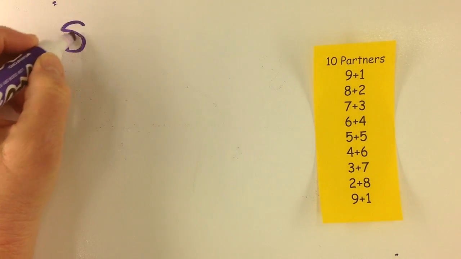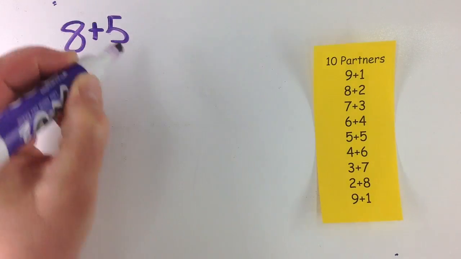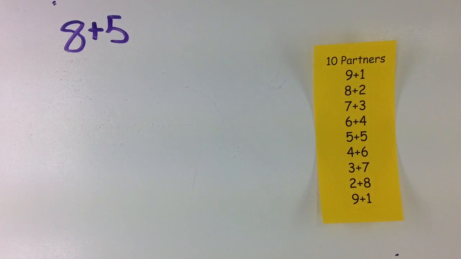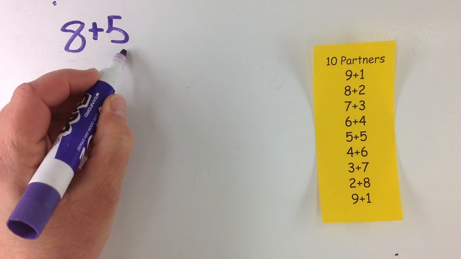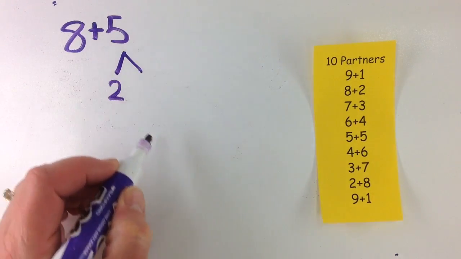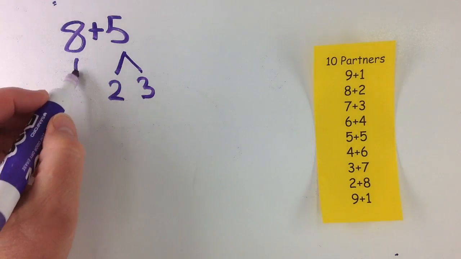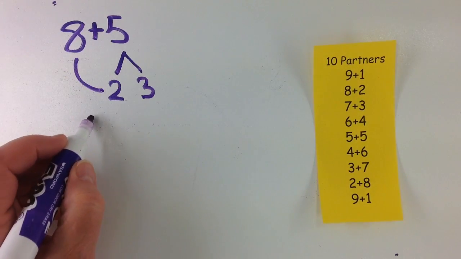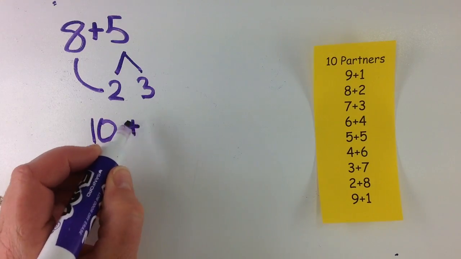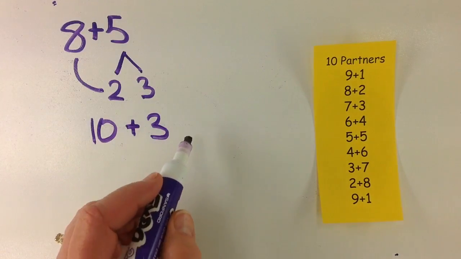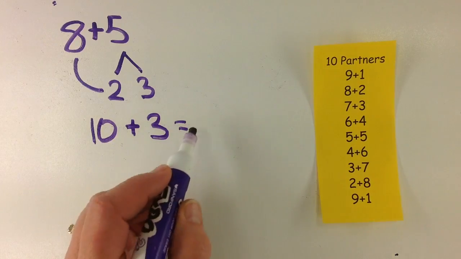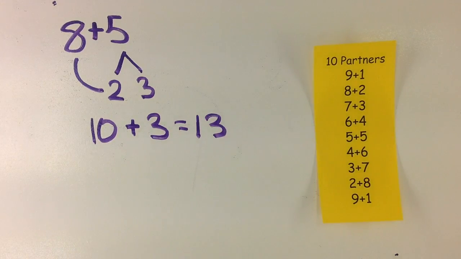Let's look at 8 plus 5. To solve 8 plus 5, we ask, what do we add to 8 to make 10? We can look at our list or just know from memory that 2 added to 8 makes 10. So we're going to break this 5 apart into a 2 and whatever's left, which is 3. Then we will combine the 8 and 2. 8 plus 2 is 10. We add the 3 that we had left. Once we understand our teen numbers, we know that that will be 13. 10 plus 3 is 13.